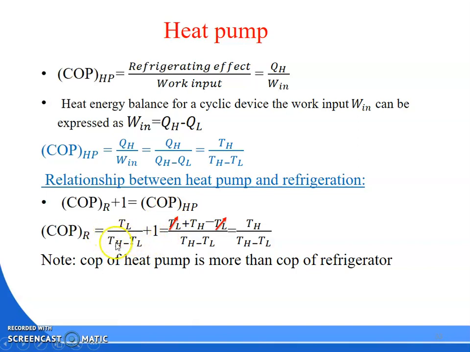Take the LCM, TH minus TL. So TL over TH minus TL, plus... TL plus TL minus TL will cancel out. What is left? TH by TH minus TL. So TH by TH minus TL is what? The coefficient of heat pump. So coefficient of refrigerator plus 1 is equal to coefficient of heat pump. That means the coefficient of heat pump is more than that of the coefficient of refrigerator.